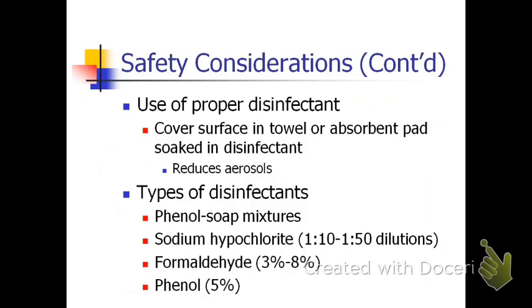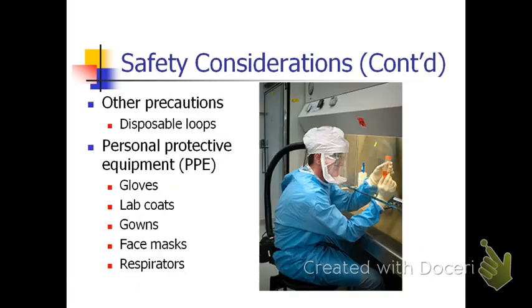So, cover the surface with a towel or absorbent pad soaked in disinfectant. So, what would be the ideal disinfectant if you are dealing with Mycobacterium tuberculosis? It could be a mixture of phenol soap or sodium hypochlorite with a minimum of 1:50 dilution, then 3 to 8% formaldehyde or 5% phenol. Then ideally, the loop should be disposable. There's a plastic loop that is disposable.